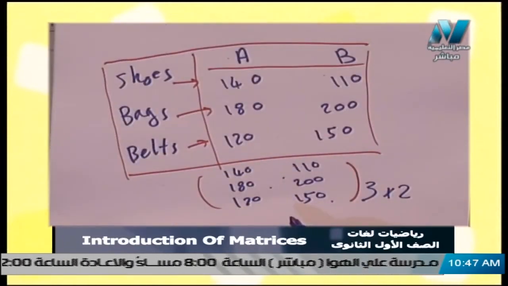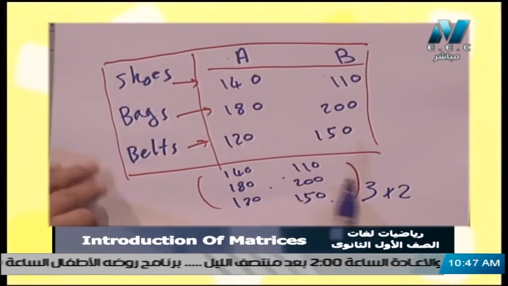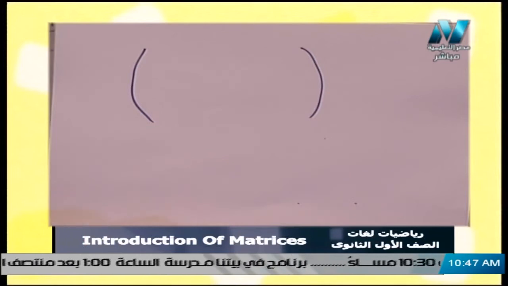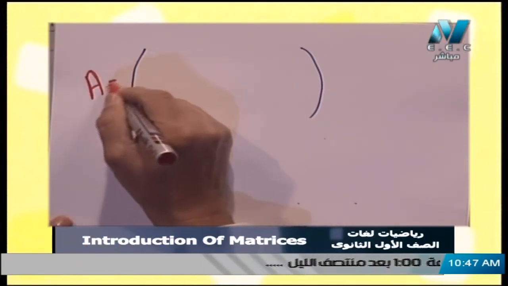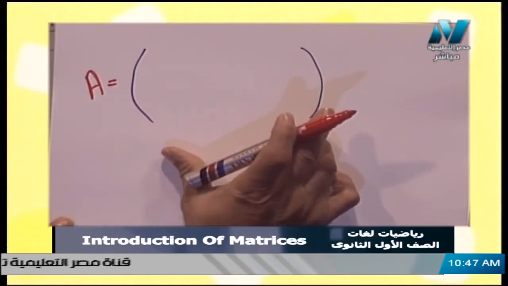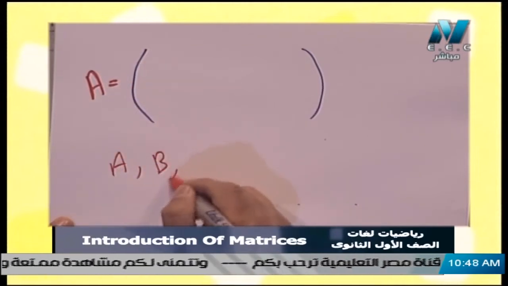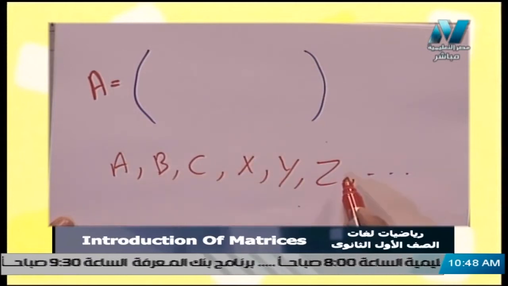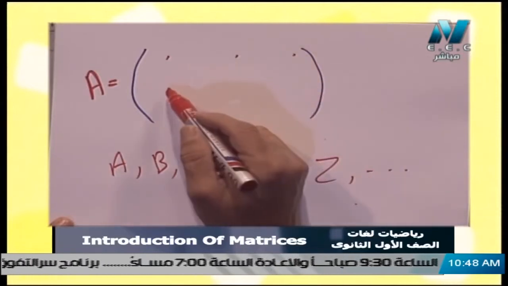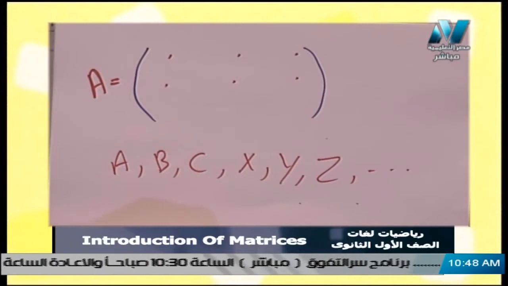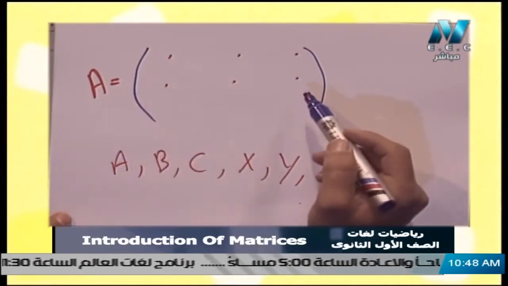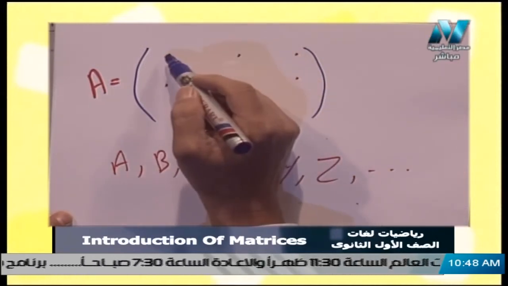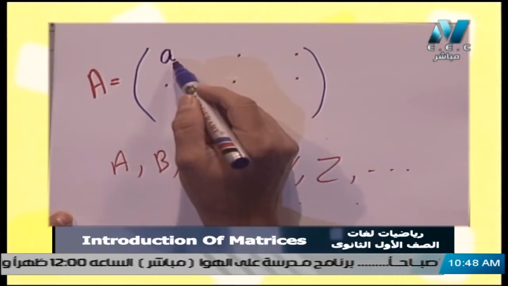Let's move to another example here, to see how to express the elements of a matrix. If we have a matrix here and we have data inside it, if the matrix is capital A, by the way, we express the whole matrix by capital letters: capital A, capital B, capital C, capital X, capital Y, capital Z, and so on. These matrices, we express them by capital letters. But the elements here, we express them using small letters. Okay? If we have a capital A for this matrix here, then we have elements here. This element here, we can say it is small a, 1, 1.